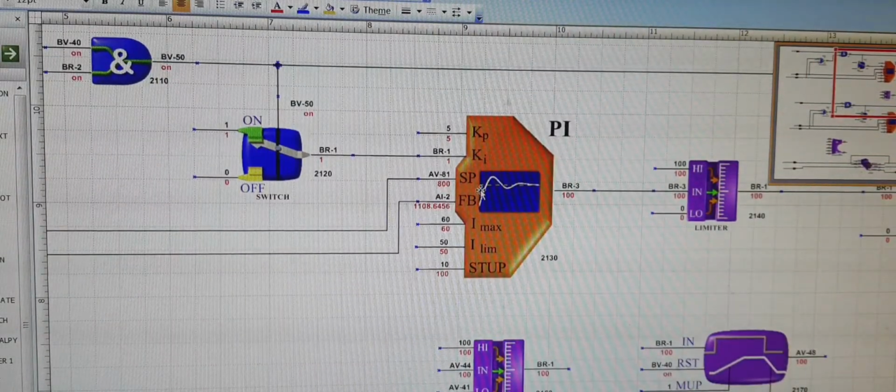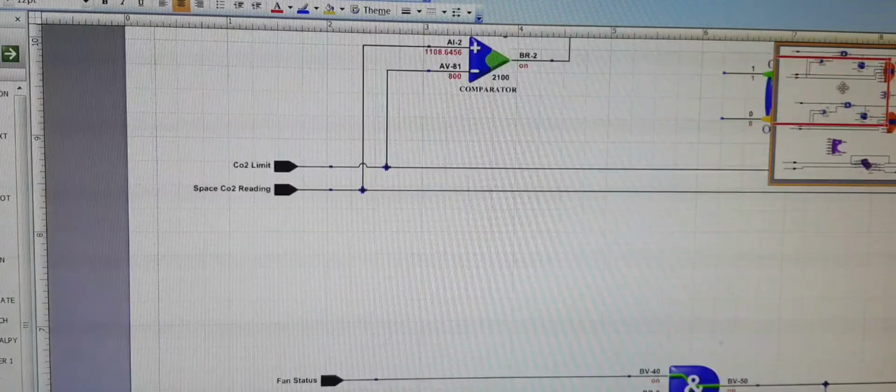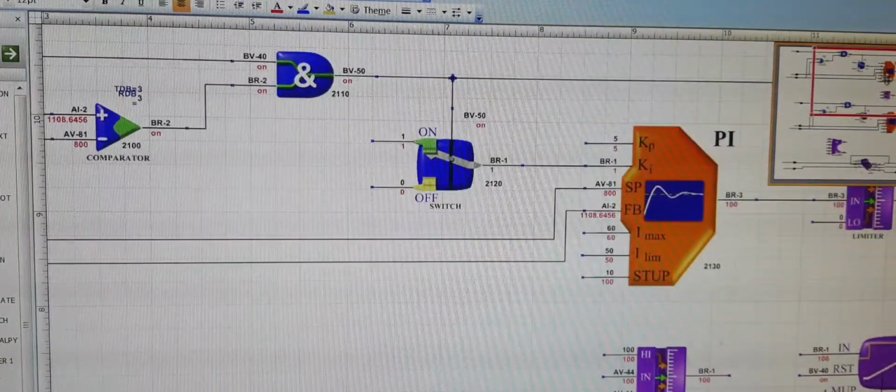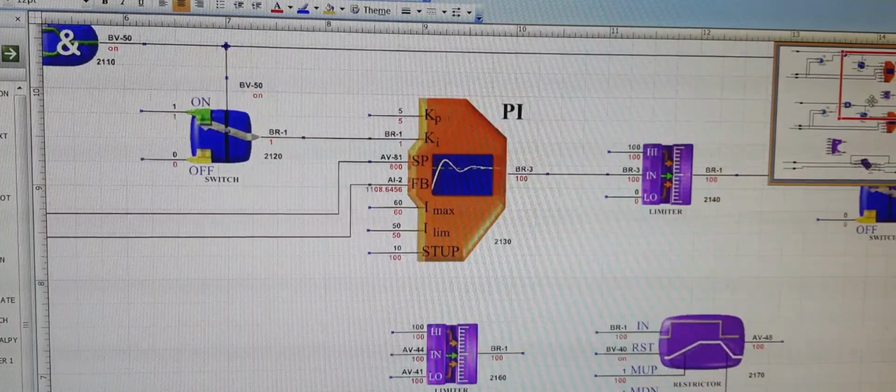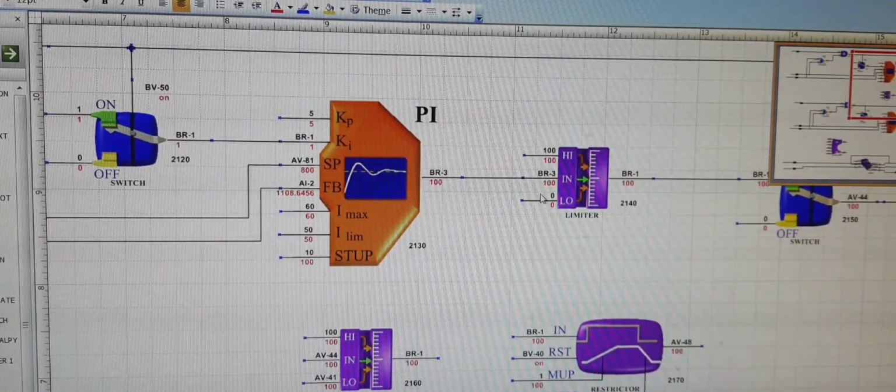This is enabling it. And then you have Kp proportional and integral constants. Here we have kept them as 5 and 1 because our response rate is okay with these values, so we can use 5 and 1. The set point we have taken is the 800 CO2 limit, and the feedback is our current CO2 value of 1100. Based on the calculations, we can see that it's calling for 100% ventilation. This is the limiter between 0 to 100. So it's calling for full ventilation.